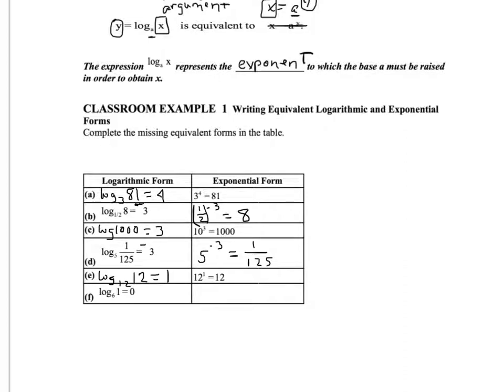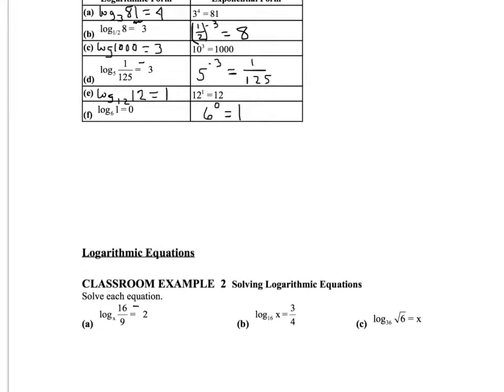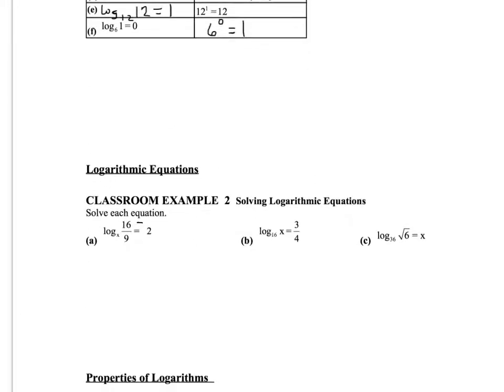Now the last one, if I take that into exponential form, my base is 6, but what's my exponent? It's 0. Well, what is anything raised to the 0 power going to equal? It equals 1. Therefore, if I see the argument is 1, it will always mean that the exponent had to be 0. It will give me a value of 0 in log form. Okay, those are important to know. Now let's practice solving a few logarithmic equations.